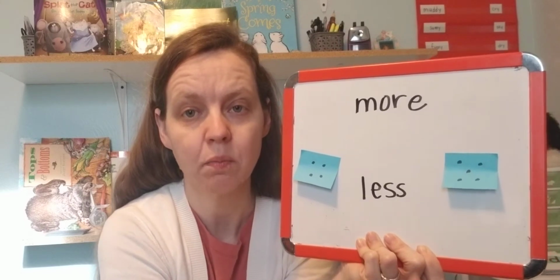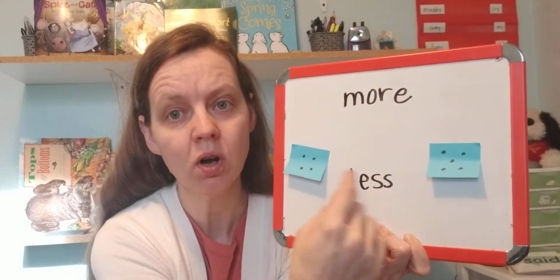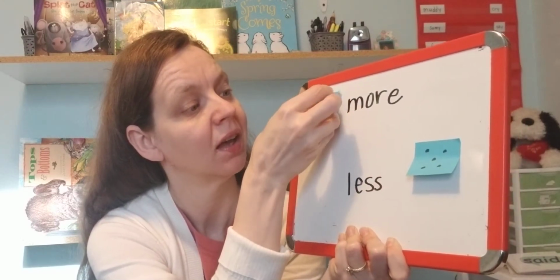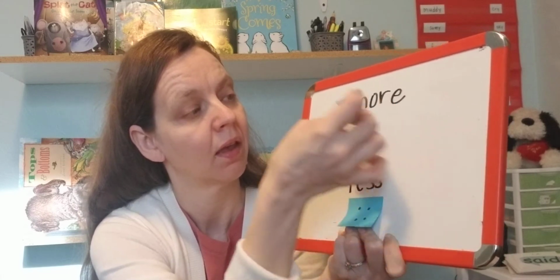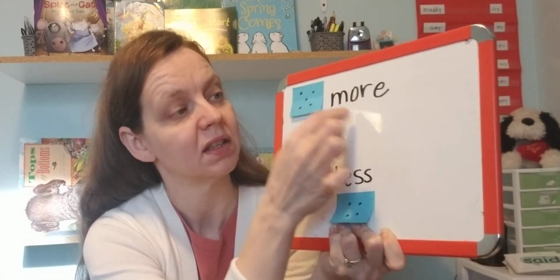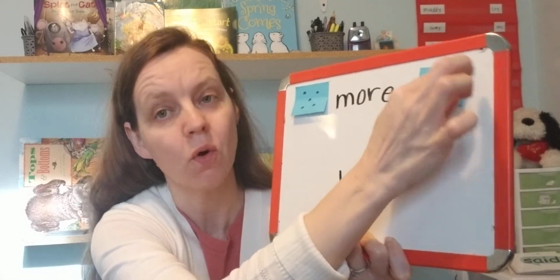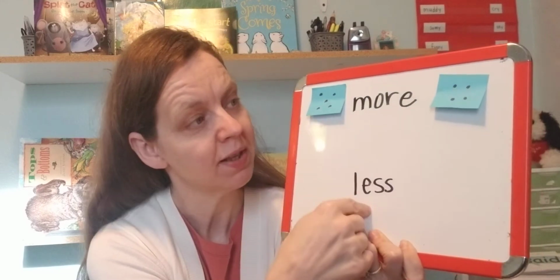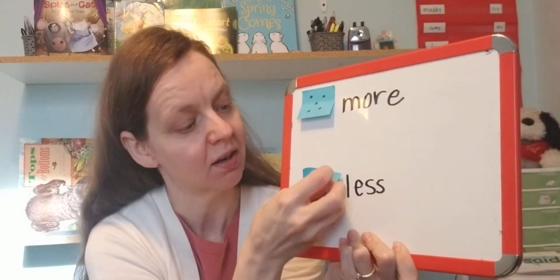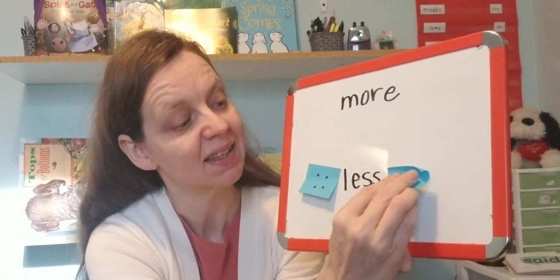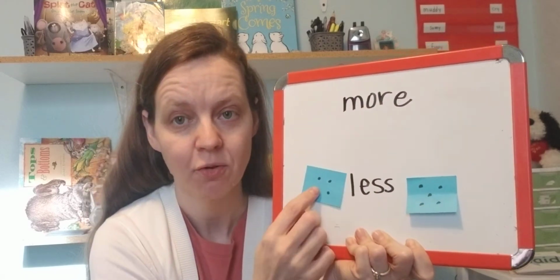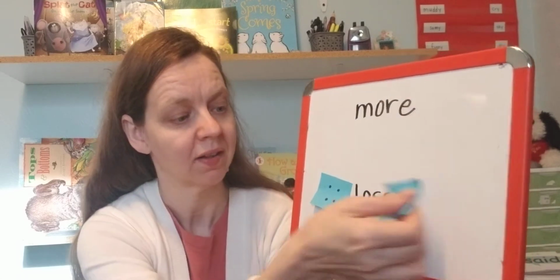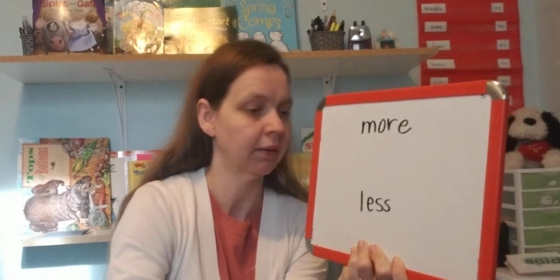So which one has more? Is 5 more or is 4 more? 5 is more than 4. 5 is more than 4. All right, which one's less? We would switch that around then. 4 is less than 5. 4 is less. There's not as many of them. 5 has one more. Let's try it again with another set of numbers.